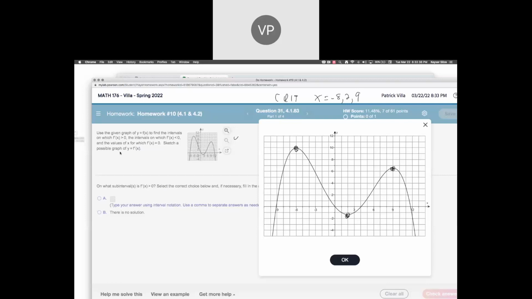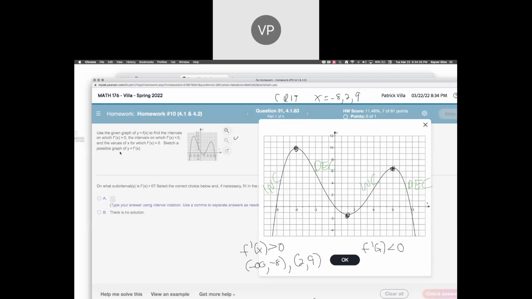So now I just have to look at where things are increasing or decreasing. Well, it's increasing here, it's decreasing here, increasing here, and decreasing here. So to summarize, where is the derivative increasing? Well, it's going to increase. That's another way of saying greater than 0. It's increasing between -infinity and -8, and also between, excuse me, 2 and 9. Where is it decreasing? Where is the derivative less than 0?